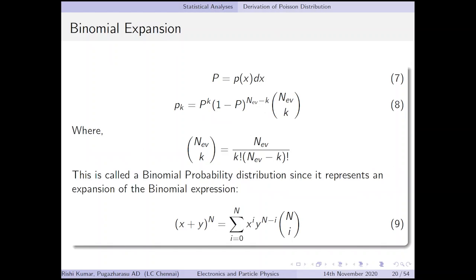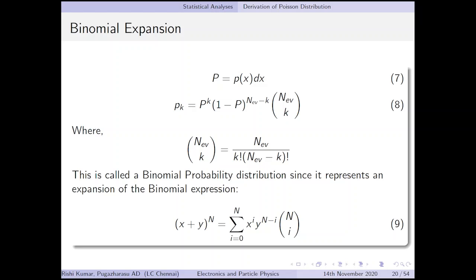And then this is again a small refresher on our binomial expansion, which we again use for our statistical analysis. So we know the binomial distribution is just P(k) equals p to the power k, into 1 minus p, which is the probability, to the power NEV minus k, NEV being the number of events, and into this NEV choose k. It's just convention that we write it as NEV over k. So we know that NEV choose k is just the number of events factorial, by k factorial into the number of events minus k, whole factorial.